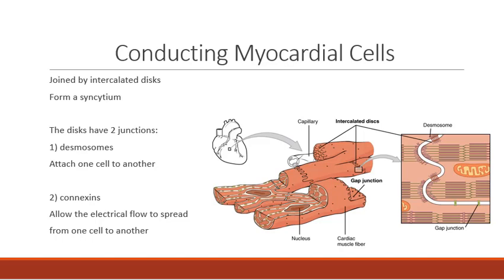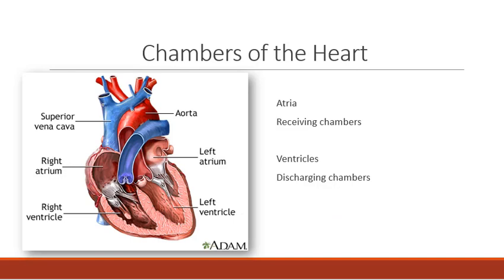The conducting myocardial cells are joined by intercalated discs forming a syncytium. The discs have 2 junctions: the desmosomes, which attach one cell to the other, and connexins. These allow the electrical flow to spread from one cell to another. There are 2 chambers on each side of the heart, the atria and the ventricles. The atria are the receiving chambers, and the ventricles are the discharging chambers.